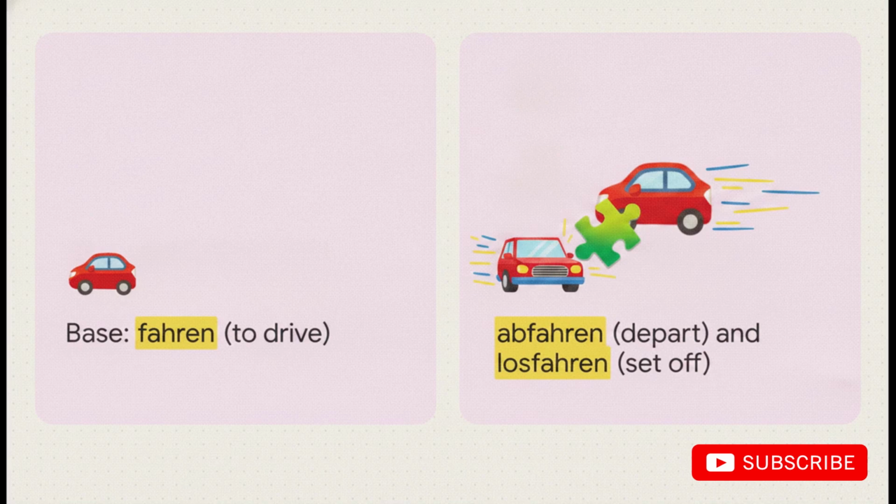And honestly, this right here illustrates why this concept is so incredibly useful. By attaching just a tiny, simple prefix, you completely change the meaning of the base verb. Take fahren, for example, which means to drive. Pop ab onto the front, and abfahren suddenly means to depart. Swap that out for los, and losfahren becomes to set off. It's literally like a linguistic Lego set where clicking on a new piece gives you a completely brand new word.